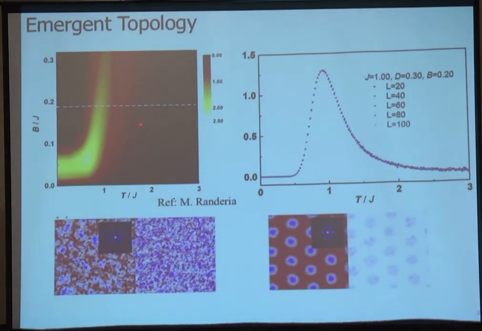We analyze the spin configurations at this point. This is the real space image of the spin configuration. It's completely random. We perform the Fourier transformation of this state, and we only find a bright spot at the gamma point. It shows that the randomness is truly uniform. We calculate the topological charge. Again, there's no pattern at all.